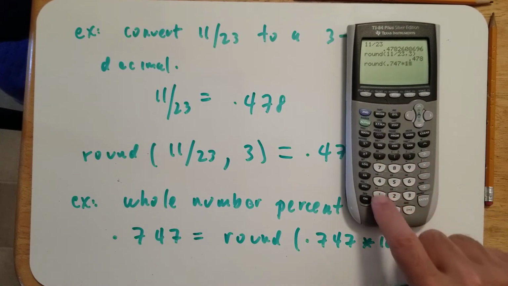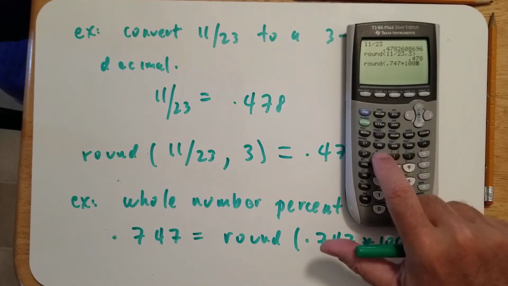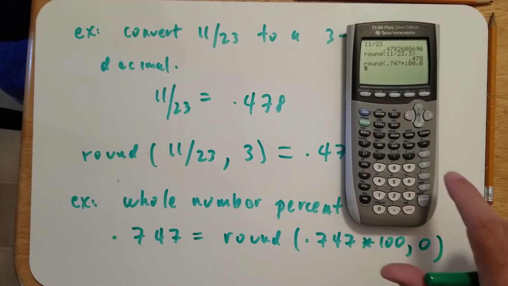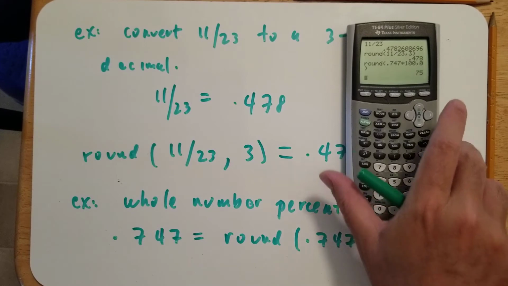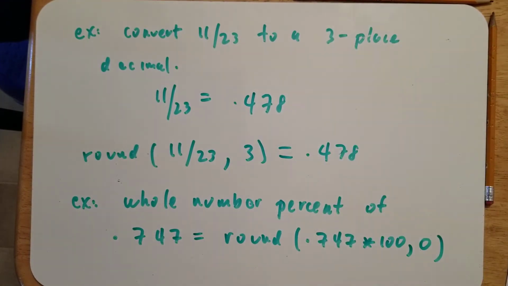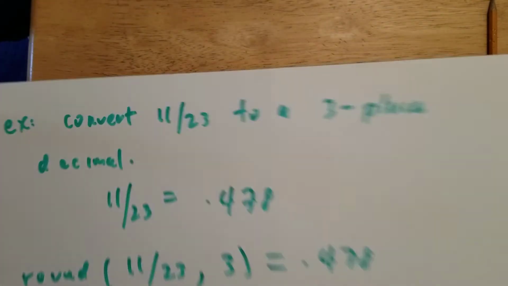0.747 times 100, that's converting it to a percent, and then round it off to no decimal places to get a whole number percent, close the parentheses. So that's 75% rounded off to a whole number percent. Okay, next.